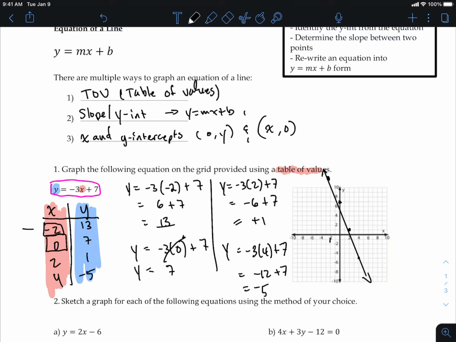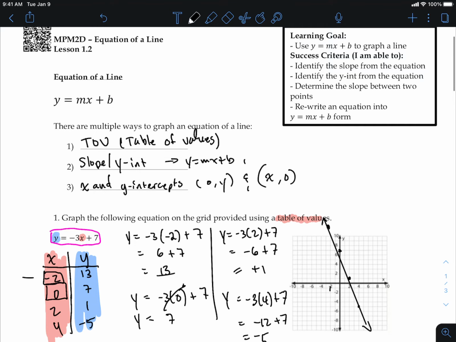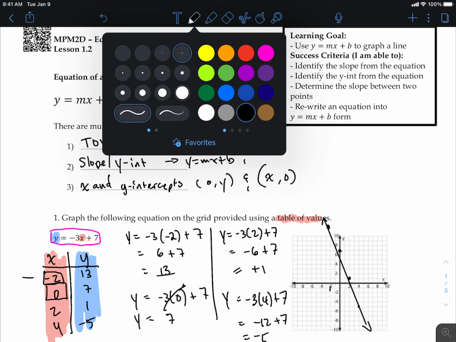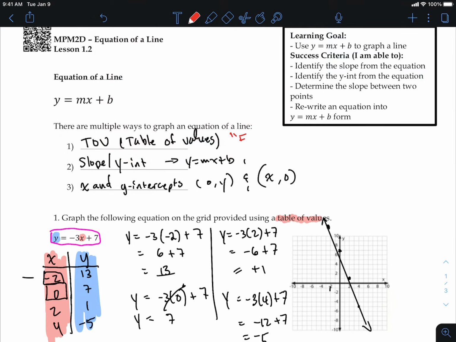It's not perfect because my first point's off, right? It should go through all those perfectly. So do we have any questions? That's the table of values method, or a function machine, as I've come to learn. I like using the terminology of function machine. I'll do a different color here. It's just not the quickest, that's all. Okay? Is everybody okay?